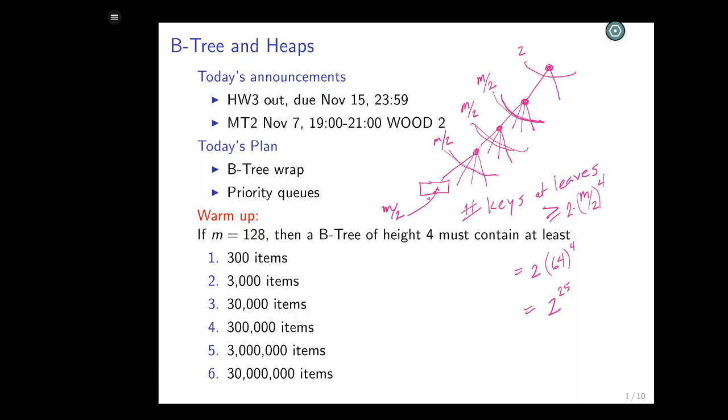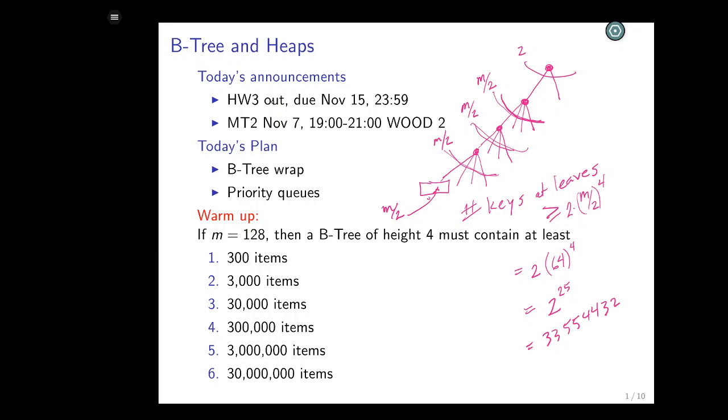That's a big number. 2 to the 25th. I'll tell you what it is. I was interested. And it's kind of cute, this number. It's 33,554,4... What do you think the next one is? 32. That's how many there are at the leaves.